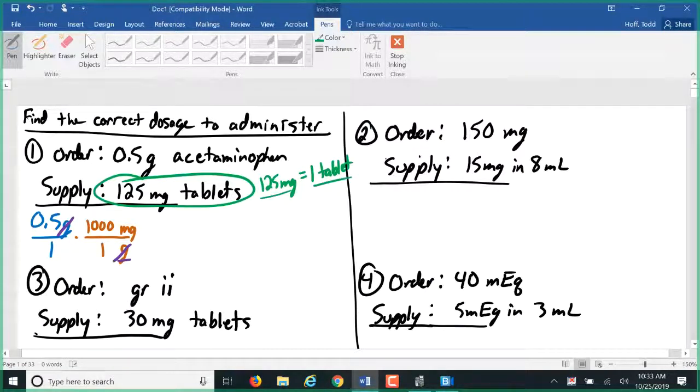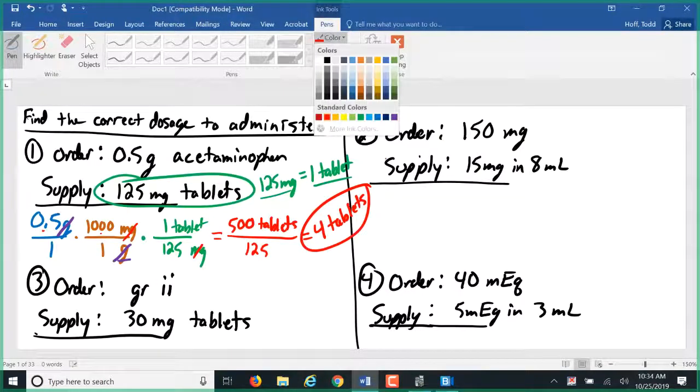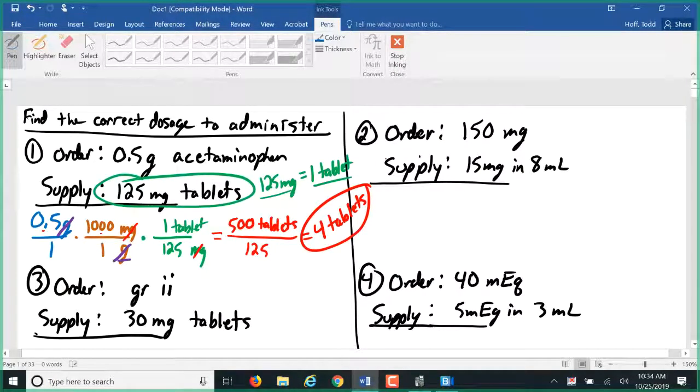And we can use that equivalency as a conversion factor. So milligrams have to go on bottom so that they cancel out. It's 125 milligrams on bottom is equivalent to 1 tablet. So now the milligrams have canceled out. On top, we have 0.5 times 1,000 times 1 tablet. That's 500 tablets. On bottom, 1 times 1 times 125. 500 tablets divided by 125 is 4 tablets. Any questions on that one?